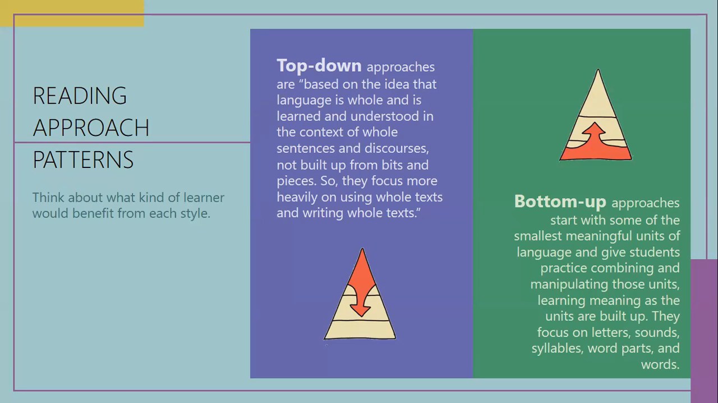So top-down approaches are based on the idea that language is whole and it's learned and understood in the context of whole sentences and discourses, not built up from itty-bitty bits and pieces. So they focus more heavily on using whole texts and writing whole texts. This is the top-down. And then bottom-up approaches start with some of the smallest meaningful units of language and give students practice combining and manipulating those units, learning meaning as the units are built up. They focus on letters, sounds, syllables, word parts, and words.